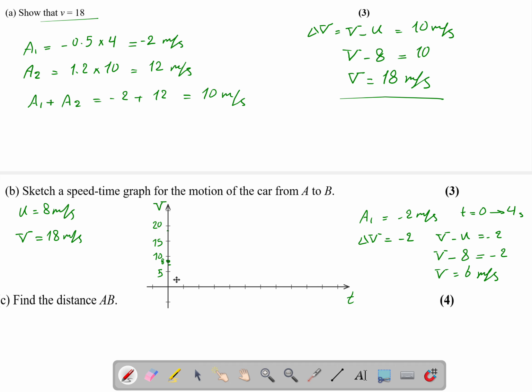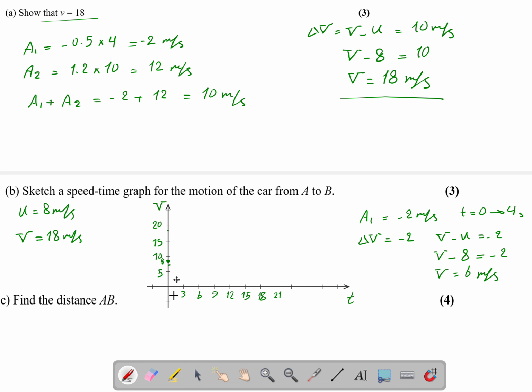Okay, so from 0 to 4 seconds, let's say this one, for example, 3, 6, 9, 12, or we can write it 4, 8, and it goes like this. Okay, anyway, 15, 18, and 21, let's say.